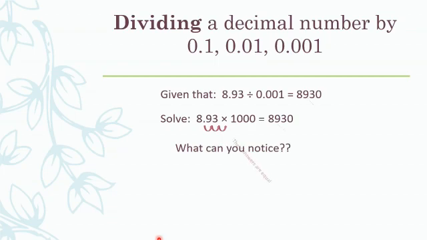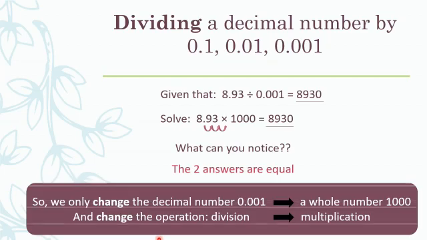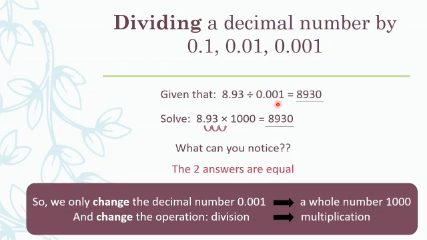What can you notice? We can notice that the two answers are equal. So we only change the decimal number 0.001 into a whole number, which is 1000, and change the operation, which is division, into multiplication.